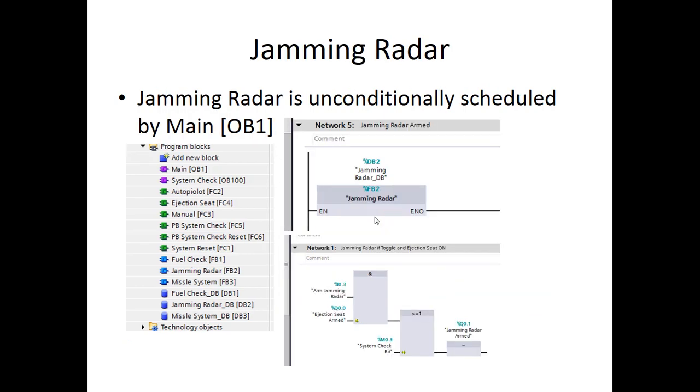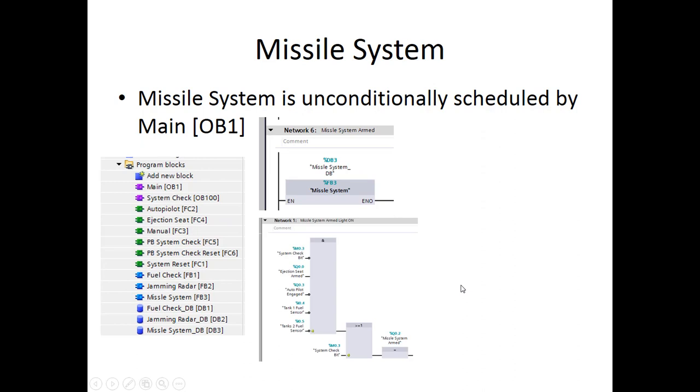Here was a jamming radar, which was unconditionally scheduled as well. And in here we had just an and/or situation going on to try to get the jamming radar to come on. And then the missile system was another unconditionally scheduled, and this just had a big fancy and/or with a lot of knots right here in order to get the missile system armed. And so the purpose of this was just to leave that light on when we push the system check.